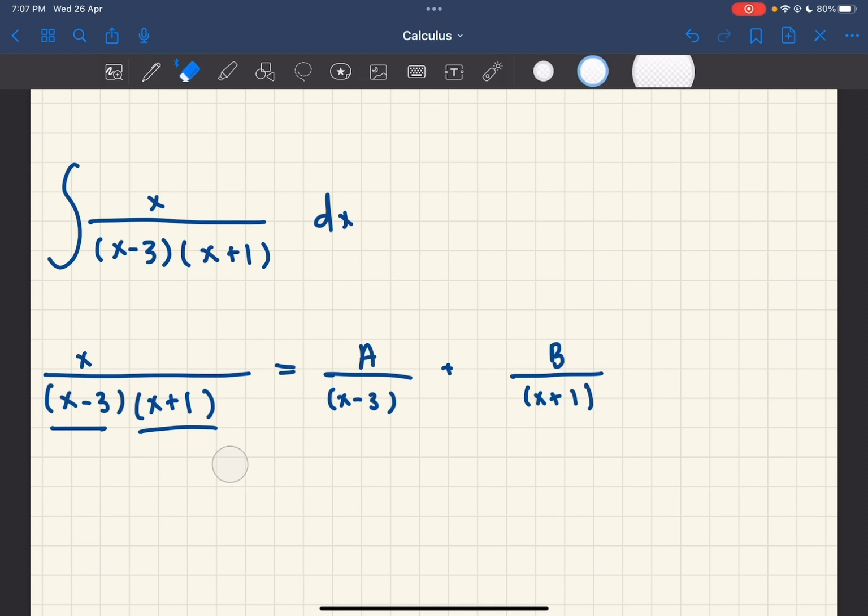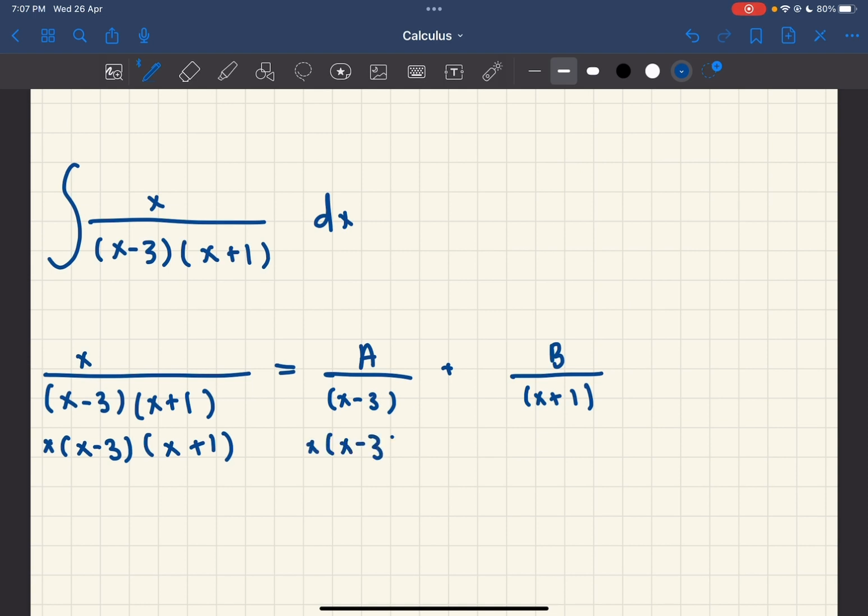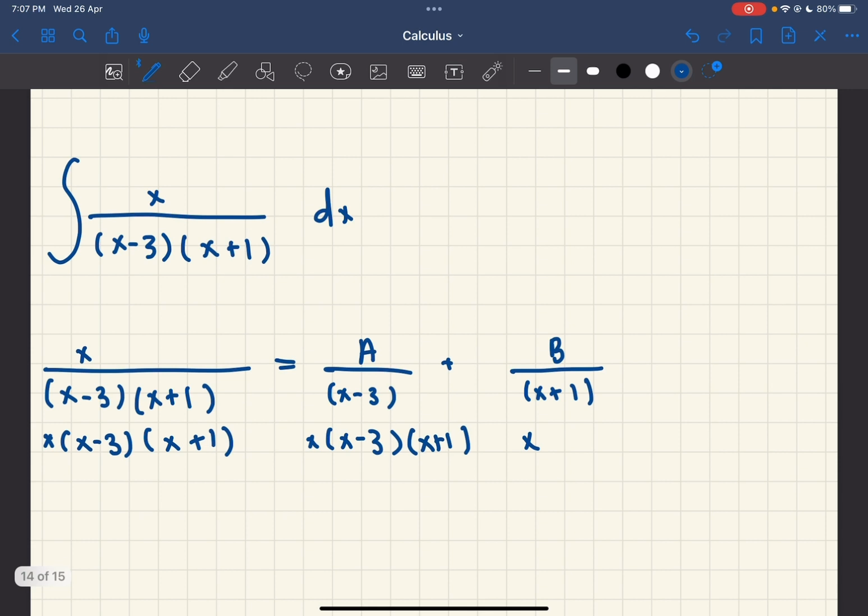Now we want to get rid of the fractions. To do that, we are going to multiply the denominator of this throughout the whole thing. So we're going to multiply bracket x minus 3 and bracket x plus 1 here, and the same thing with this part, multiplying x minus 3 and x plus 1.